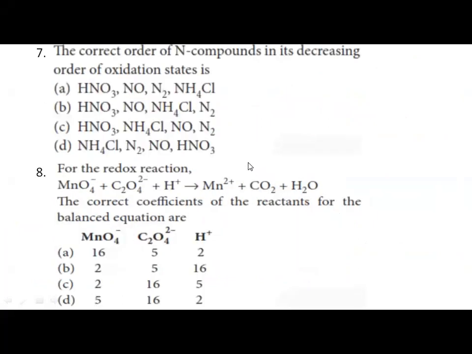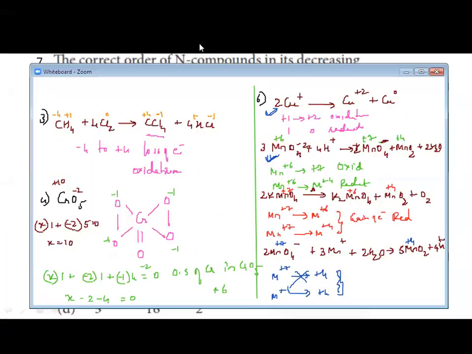Next one, the correct order of nitrogen compounds in the decreasing order of its oxidation states. So HNO3 is given, NO is given, N2, NH4Cl. Okay. So same compounds are there. We will find it out. Seventh question. So what are the compounds? HNO3. Then they have given NO. Then they have given N2. Then we have NH4Cl. Find the oxidation states of all of them and then arrange them in the decreasing order.